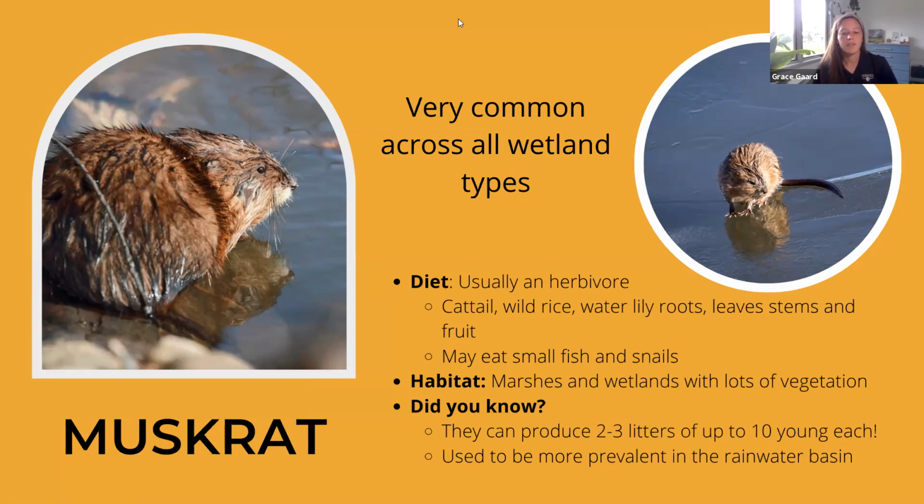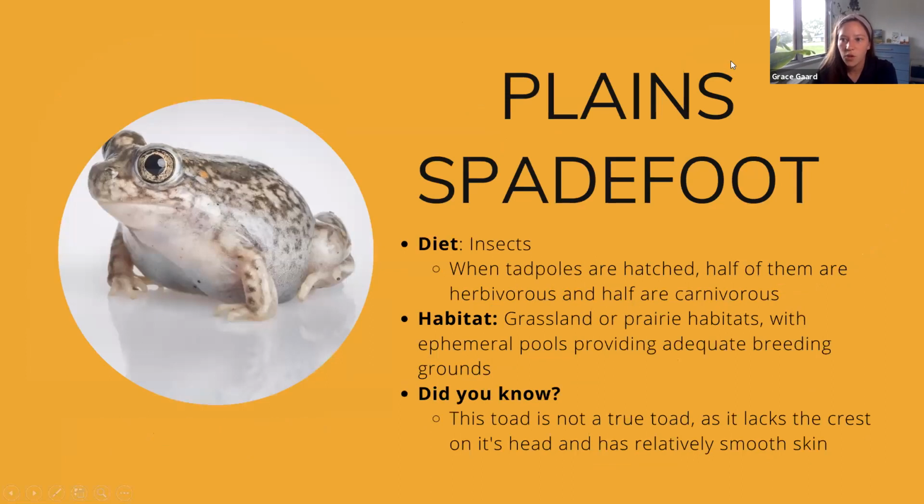And yeah, as I said, they used to be a little more prevalent in the rainwater basins than they are now. So the muskrat is a very, very adaptive mammal, I would say. And then I also put in here the plains spadefoot, which is a toad, is what we would call it.